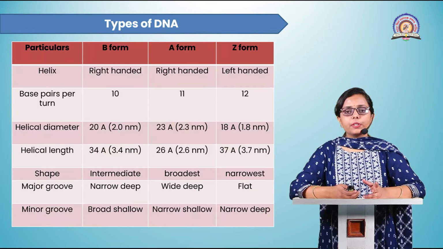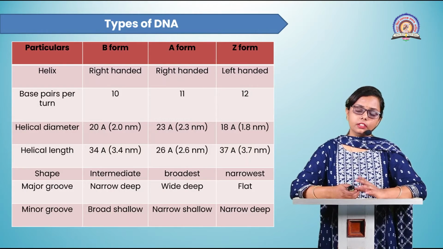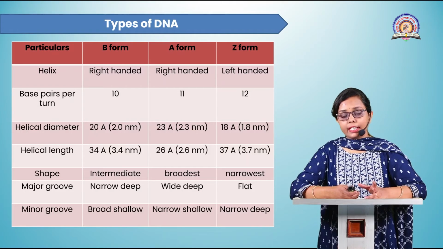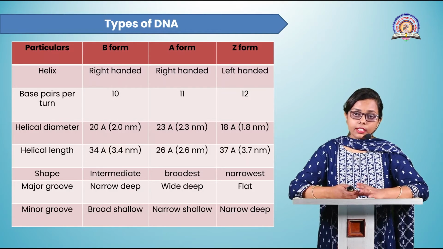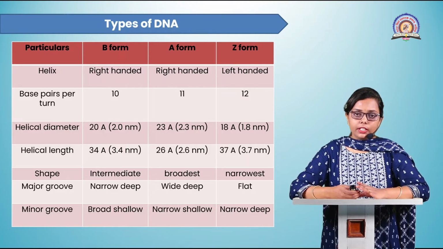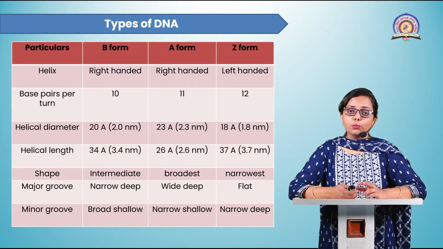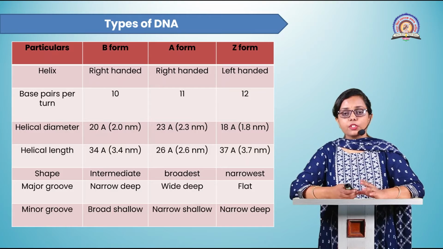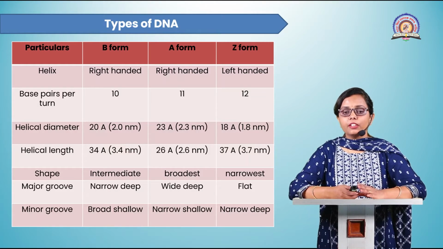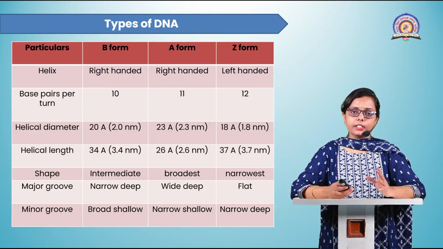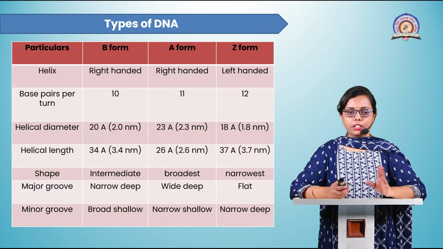So previously people used to think that there is only one form of DNA, which is the Watson and Crick model, the B form DNA. But with further discovery, we found out that there are multiple forms of DNA, of which we are going to study the B form, A form and Z form. We can simply compare the A form and Z form with the B form.